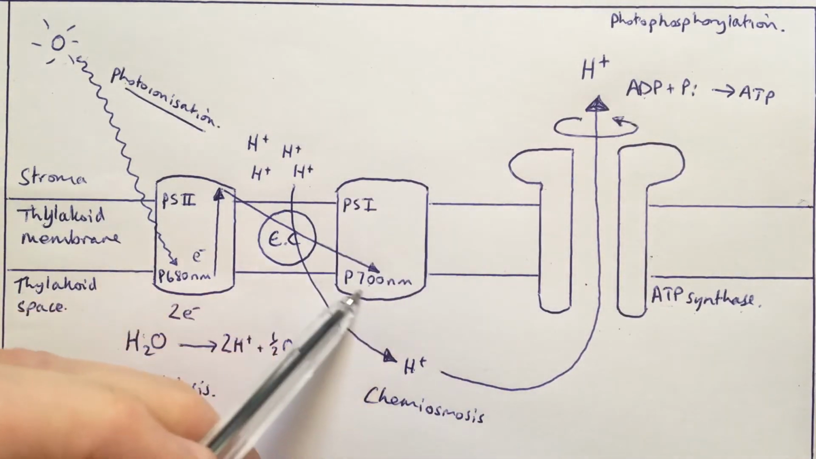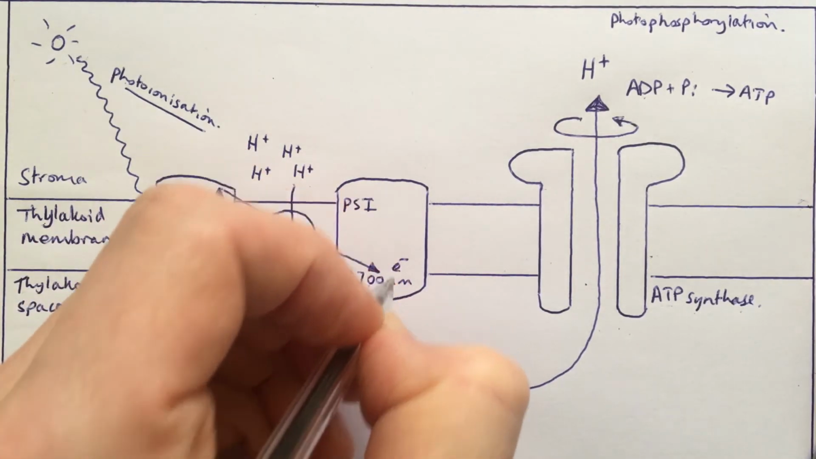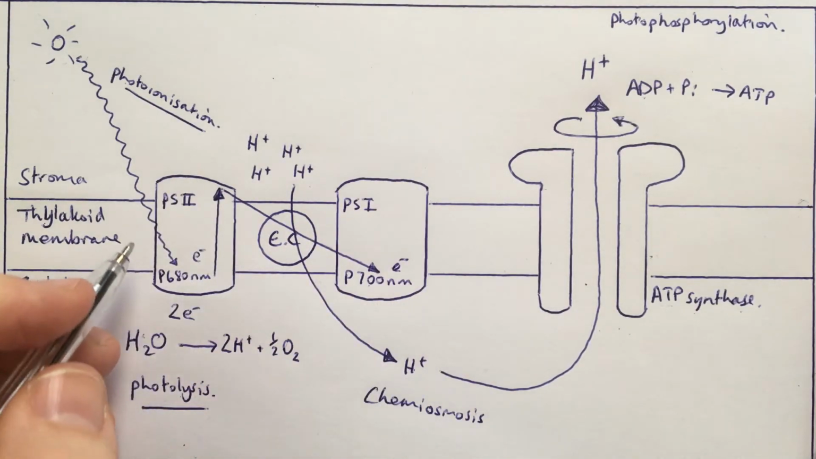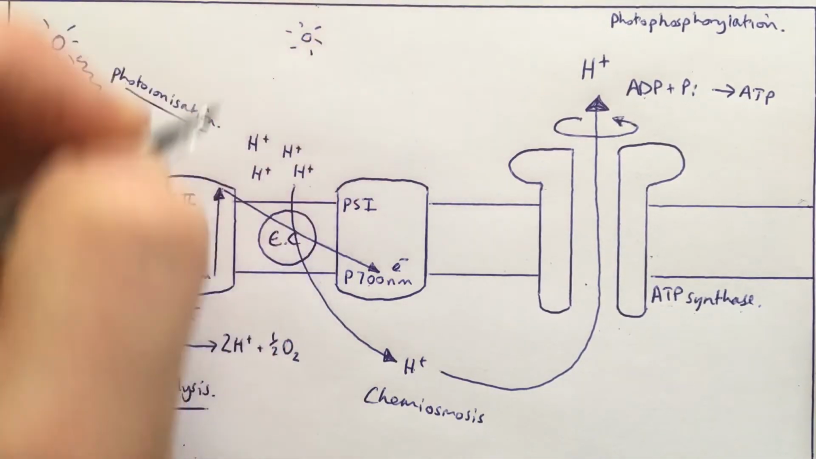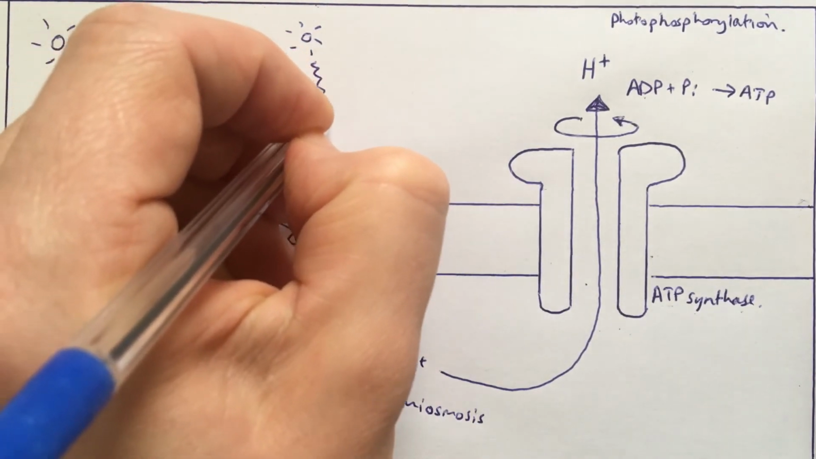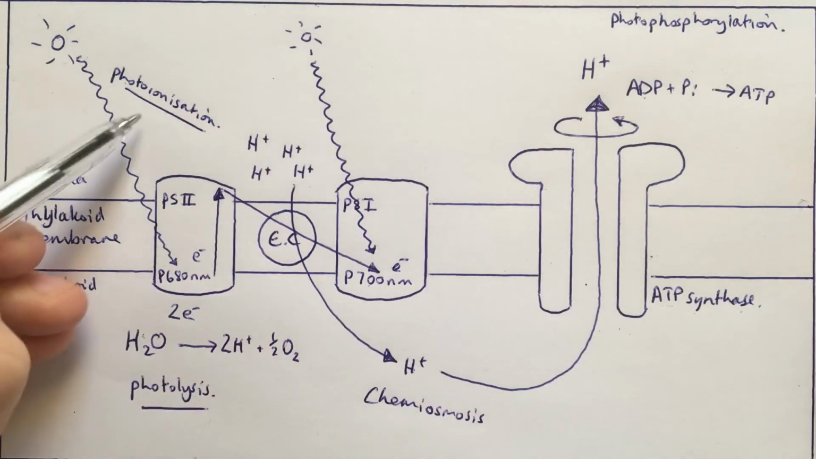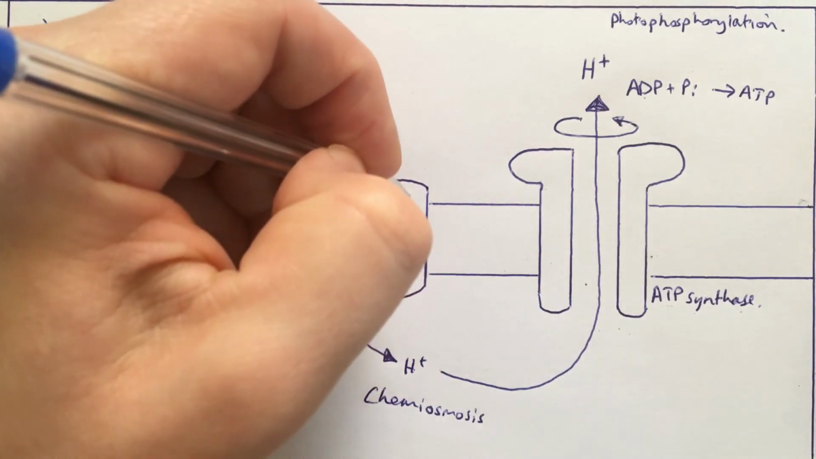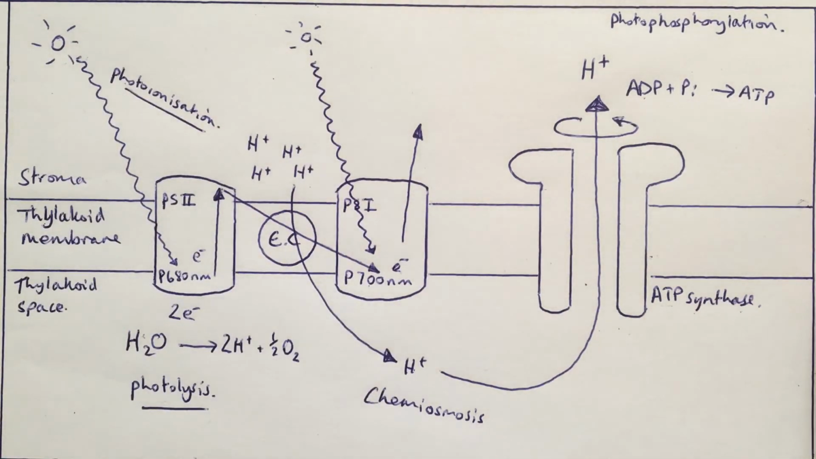Now, let's go back to photosystem 1. We have our electron now in photosystem 1, and photosystem 1, just like photosystem 2, is going to absorb light, but this time at a slightly different wavelength, 700 nanometers. And so light is going to come in to photosystem 1, and again we're going to have photoionization of this electron, but this time it's going to leave the photosystem.